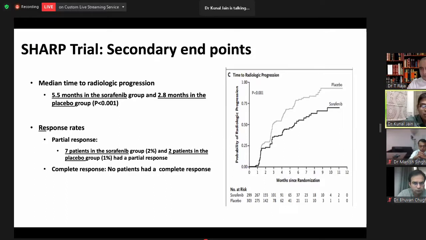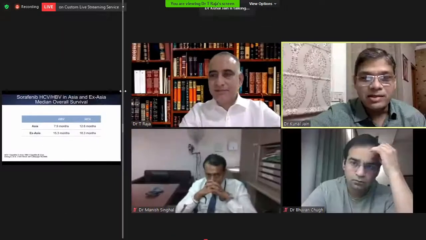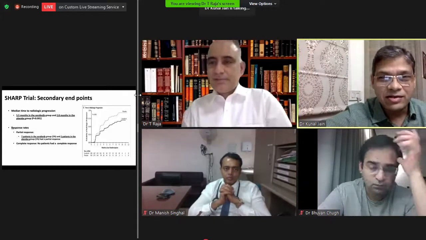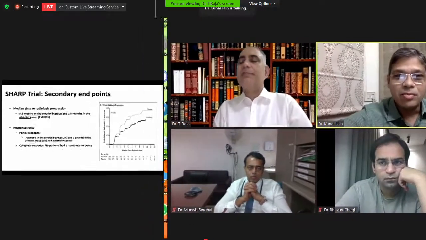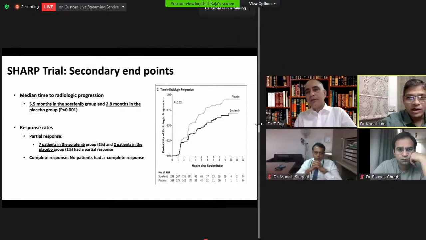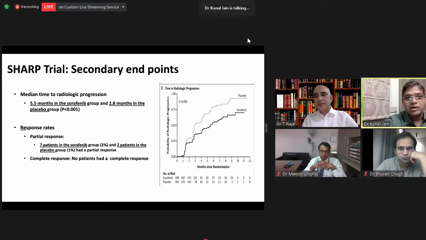Not really. I would not completely write it off in our setup, given mainly the cost constraints. But at the same time, with the availability of generic lenvatinib, more sorafenib patients are now moving to lenvatinib purely because of better tolerance. Because the majority of patients, maybe 8 or 9 out of 10 in our setup, are not able to tolerate the full recommended dose of sorafenib.